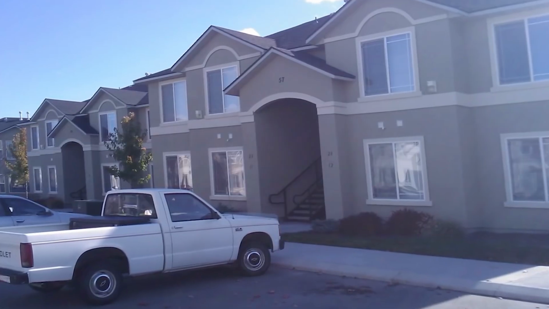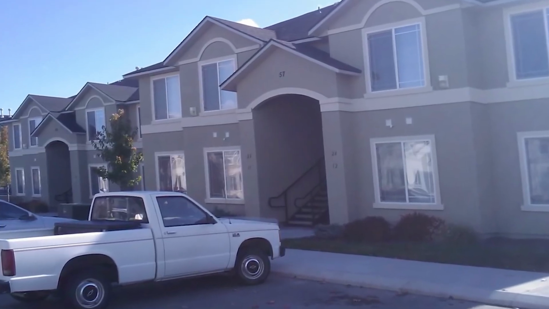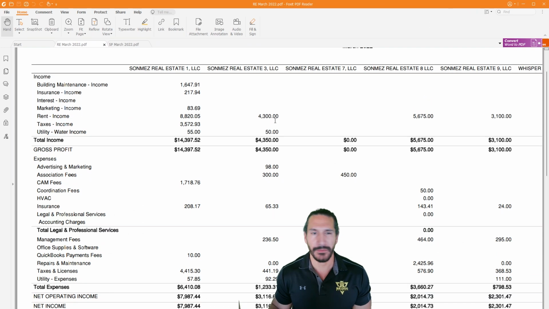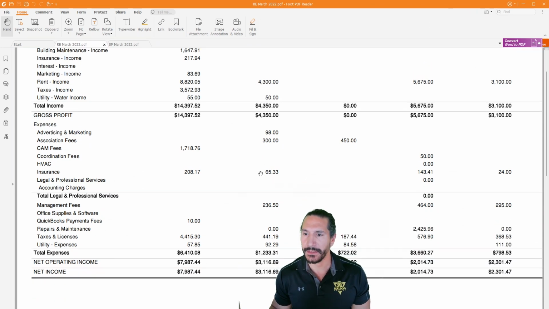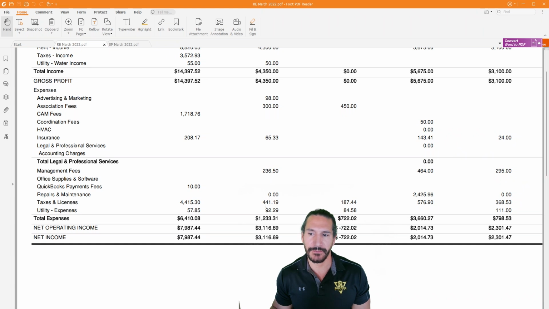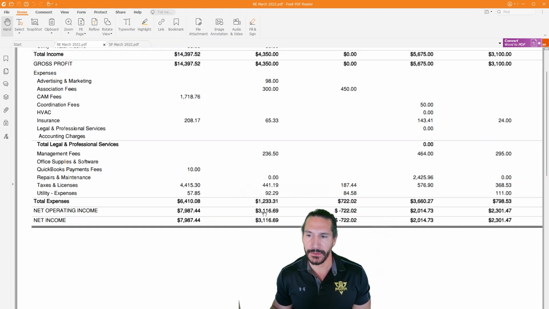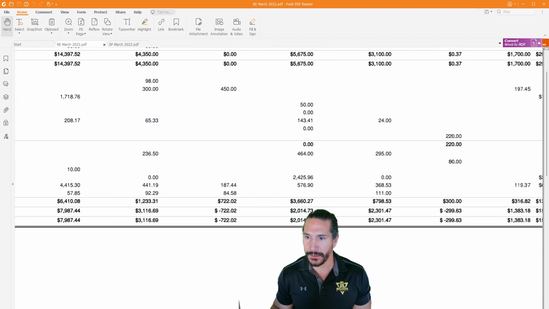The second one is Real Estate 3. This is a fourplex in Meridian, Idaho. We'll go over this quickly here, but with the rents, you can see there's no major expenses on this. You have taxes, insurance, and the profit is about $3,100.